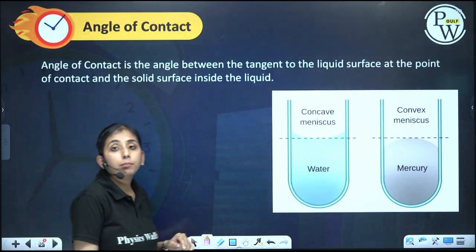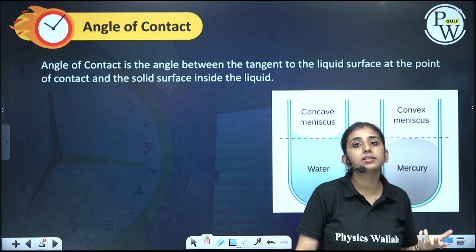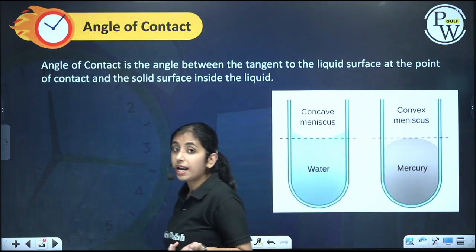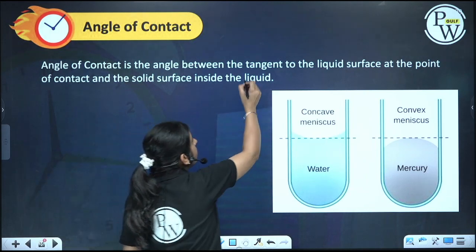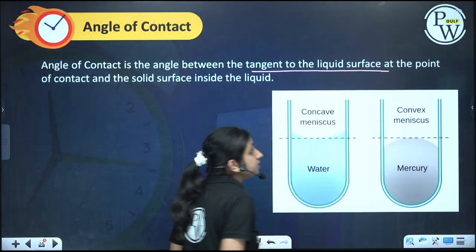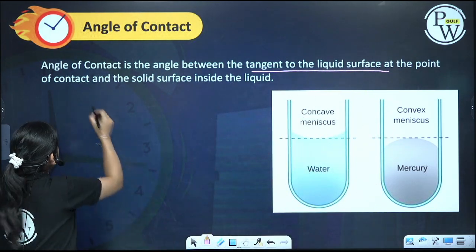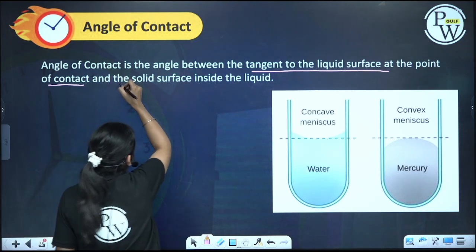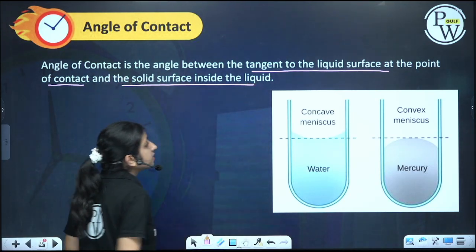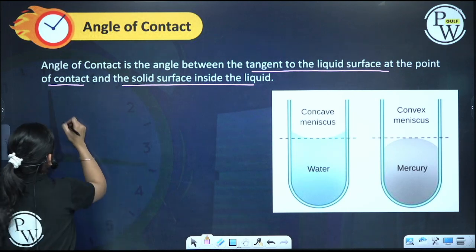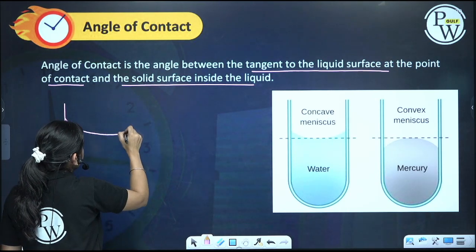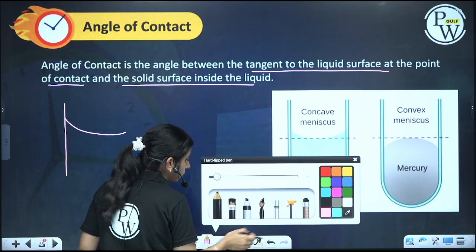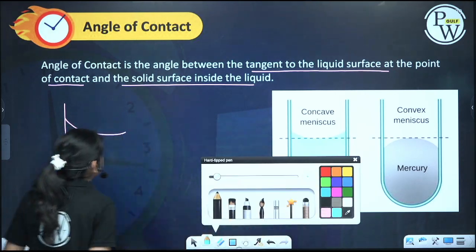Now next comes the meniscus, the shape of the meniscus, and the angle of contact. What is angle of contact? Angle of contact is the angle between the tangent to the liquid surface at the point of contact and the solid surface inside the liquid. Suppose we have a container like this and a meniscus like this is formed.